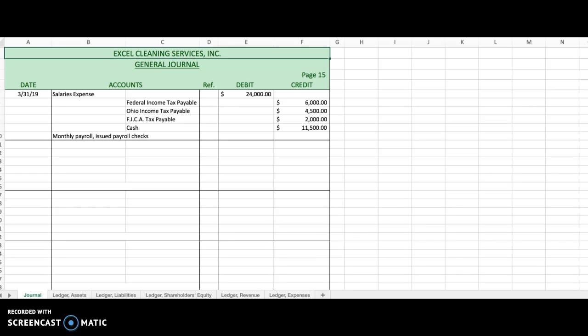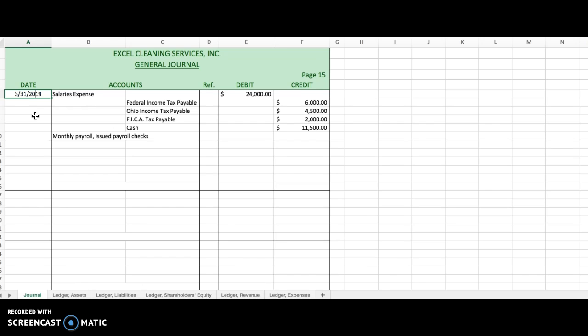Before, I want to show you how this is posted, which is very simple. It's a process that you should be familiar with already, but there are a couple of new wrinkles with this that I want to explain. So let's go through a couple of things. First of all, we will assume that for the Excel Cleaning Services Incorporated, the payroll is done on a monthly basis. So this date, we're looking into the future now. This is the end of March 2019. So every month, this entry that you see here would be done by the bookkeeper or the accountant for this company.